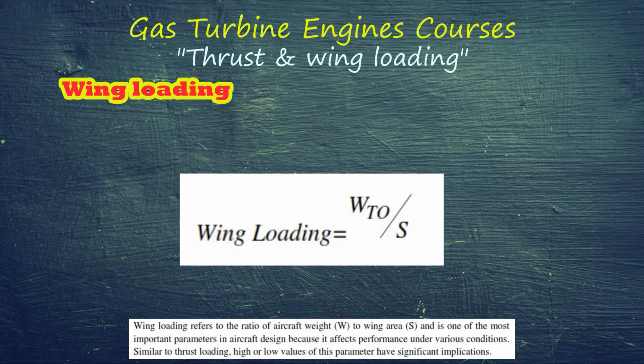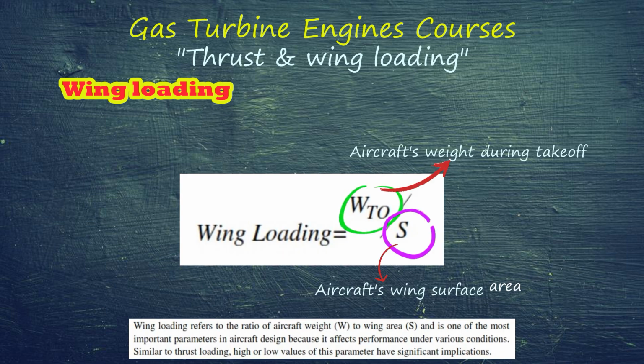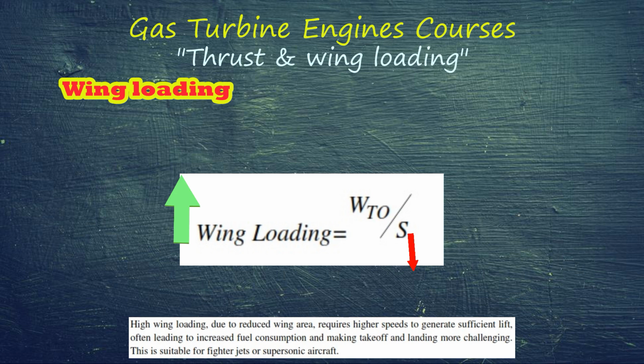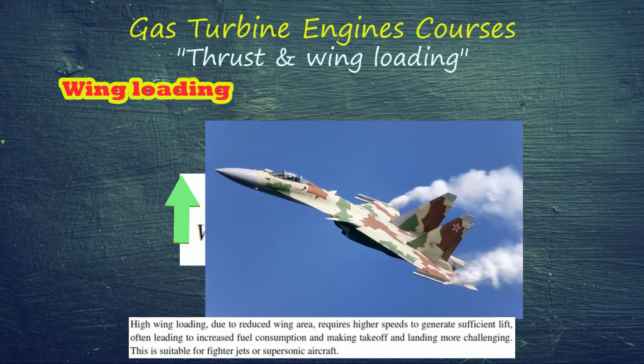Wing loading. Wing loading refers to the ratio of aircraft weight to wing area, and is one of the most important parameters in aircraft design because it affects performance under various conditions. Similar to thrust loading, high or low values of this parameter have significant implications. High wing loading, due to the reduced wing area, requires higher speeds to generate sufficient lift, often leading to increased fuel consumption and making takeoff and landing more challenging. This is suitable for fighter jets or supersonic aircraft.